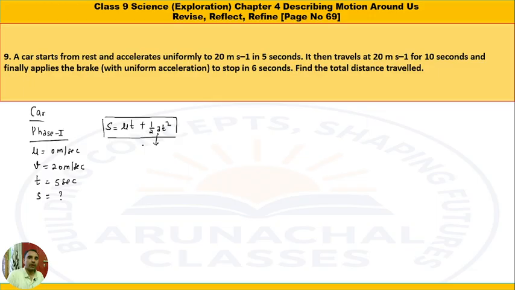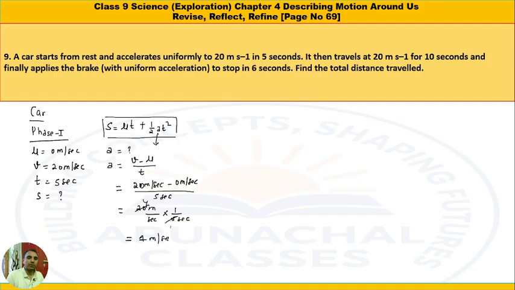Here we need to find the acceleration also, because acceleration is not known. Acceleration is change in velocity, that is final velocity minus initial velocity upon time taken. So v is given 20 meter per second and your initial velocity is given 0 meter per second, at time of 5 seconds. Now 20 minus 0, it is 20. 20 meter per second multiplied with 1 upon 5 second. 5 ones are 5, 5 fours are 20. So it is 4 meter per second square. That will be the acceleration.